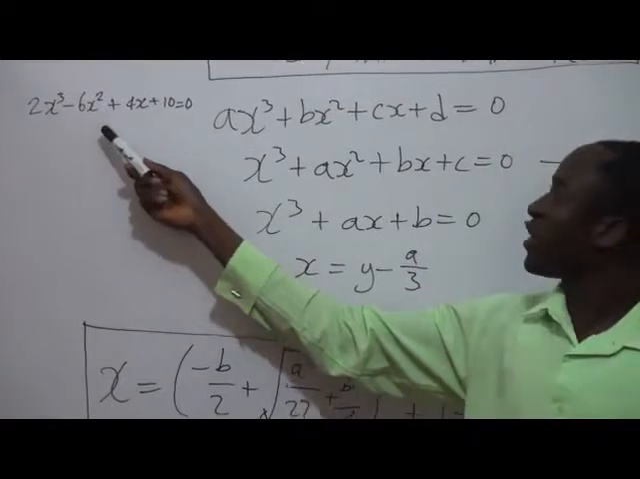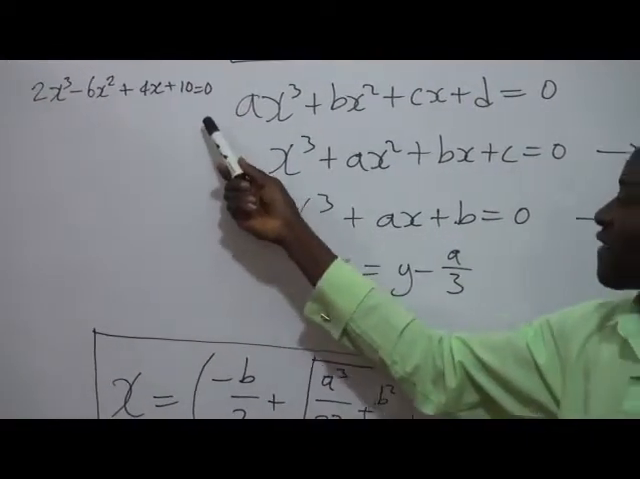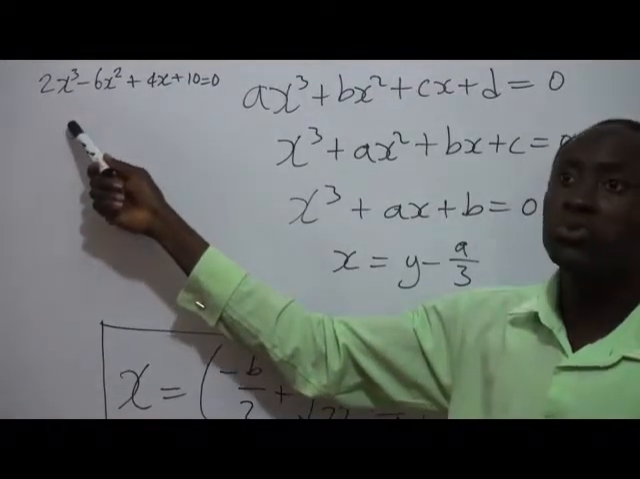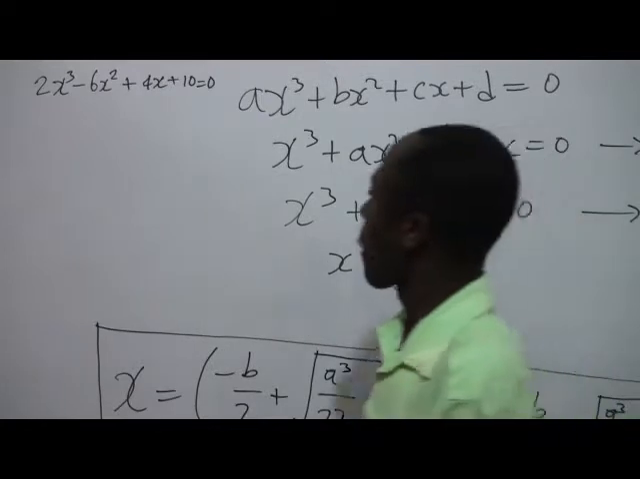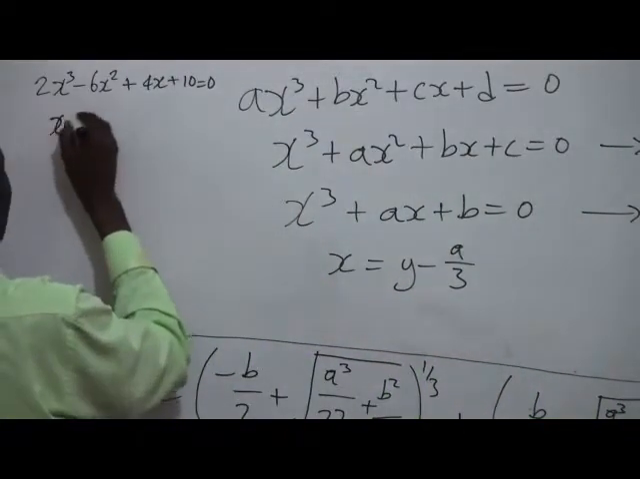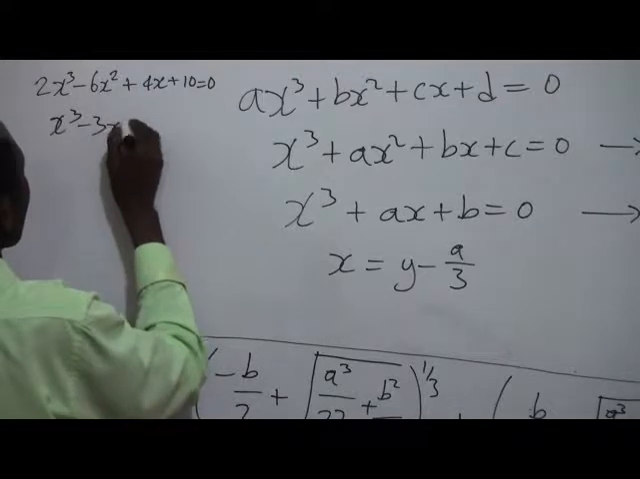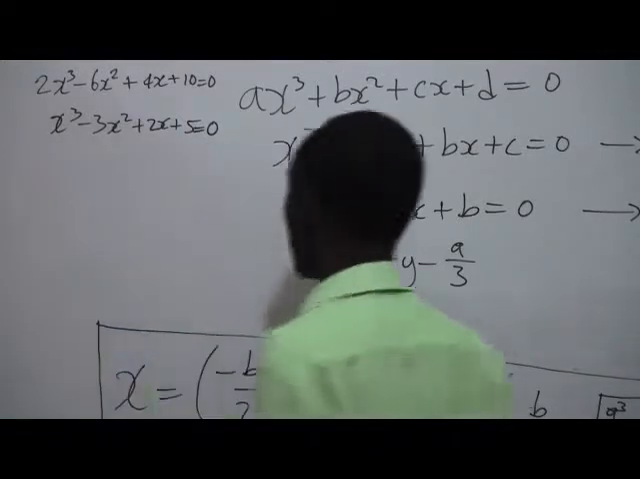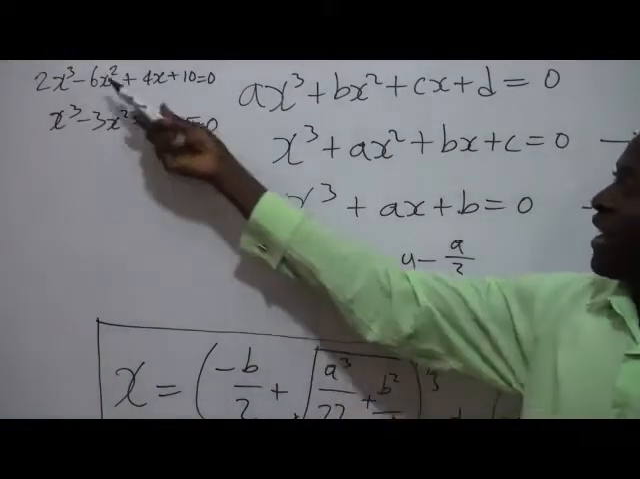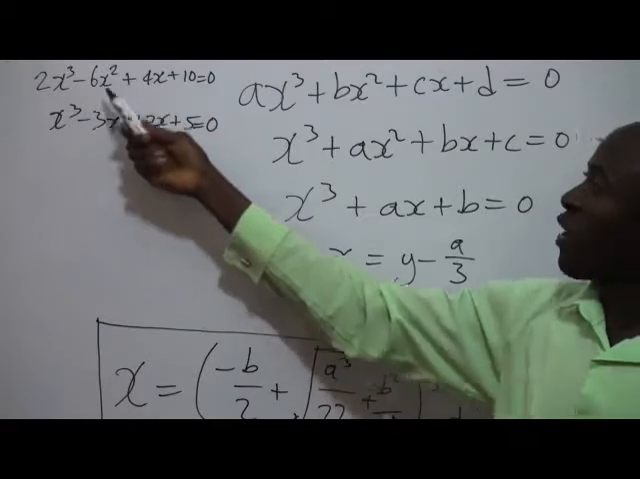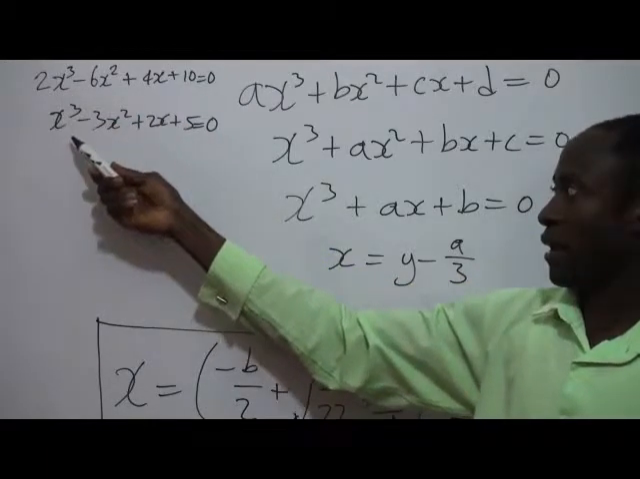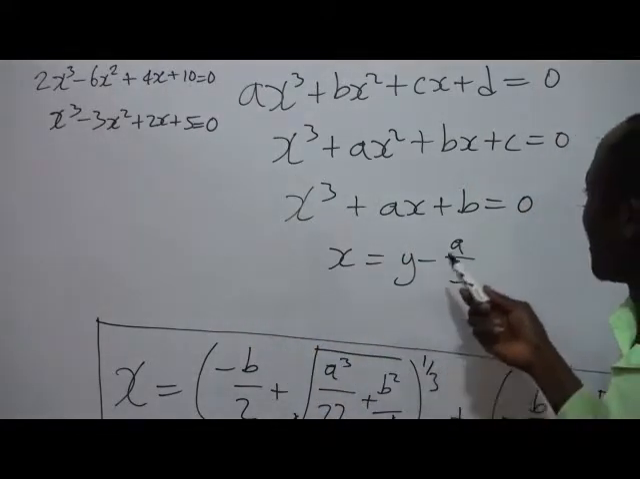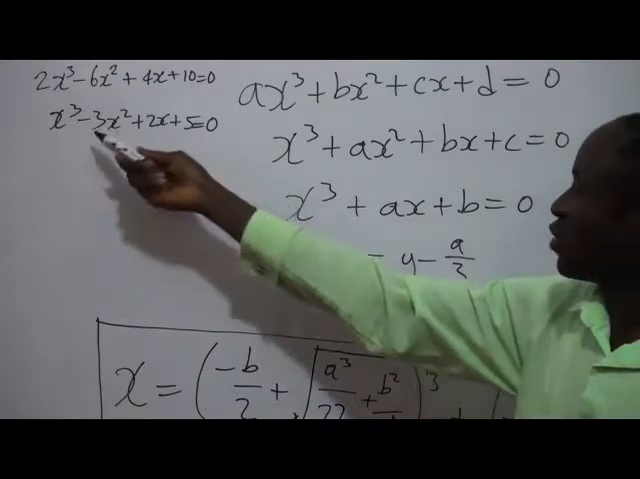Now, this is a cubic equation. According to Tartaglia, the first thing we need to do is to reduce the coefficient of the x cubed to 1. That is, yes, by dividing through by 2, we have been able to reduce the coefficient of x cubed to 1. Beautiful. Now, our next step here is to substitute this equation into that.